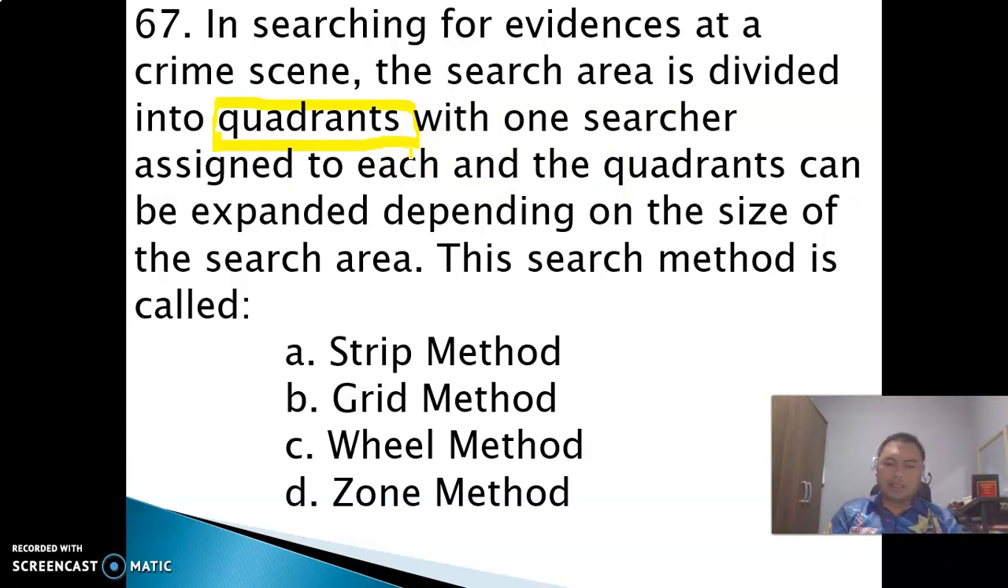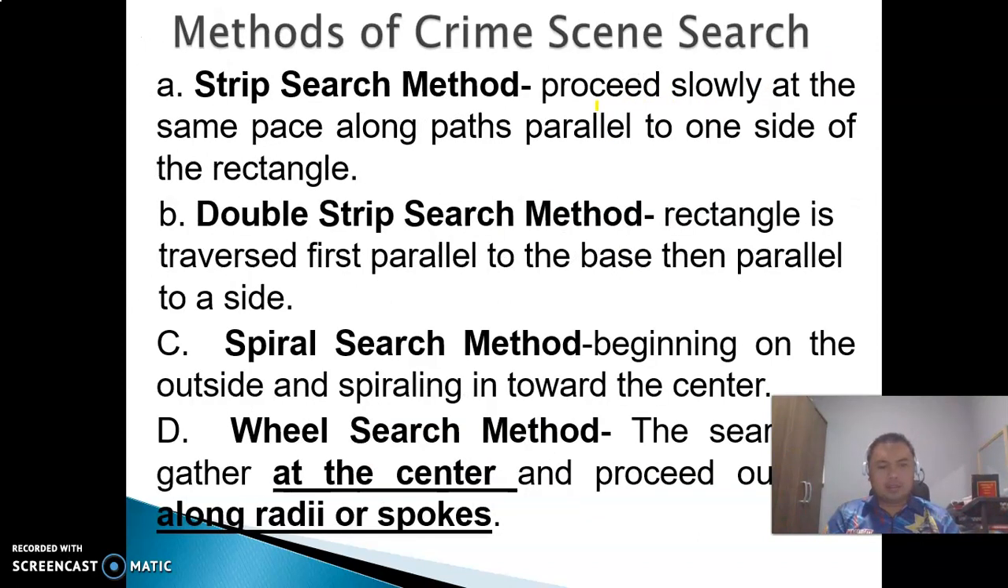Anong tawag sa search method na to? Of course, this is zone method. So, is it strip method, grid method, wheel method, or zone method? So, zone method kasi may quadrant. Okay, may quadrant. Yan. Different kinds of search.